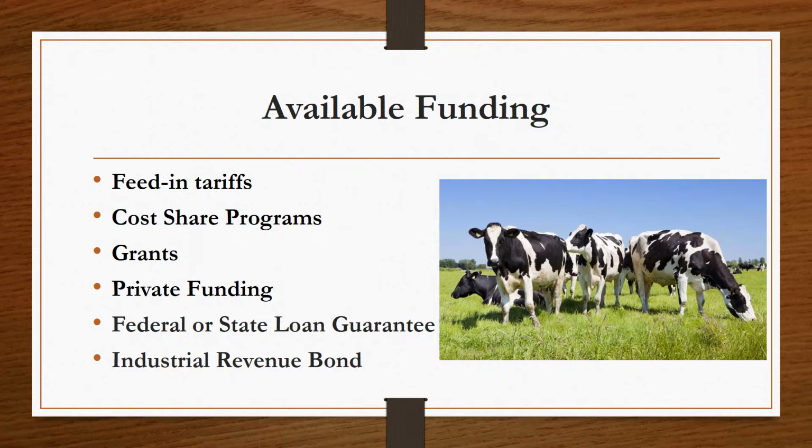Another thing is the cost share program. This usually requires the farmer to purchase and construct the digester, and then the farmer would apply for funding at the completion of the construction to basically repay themselves.